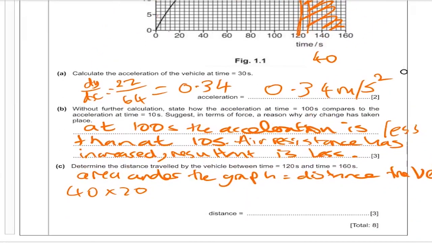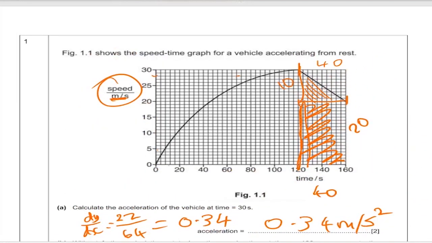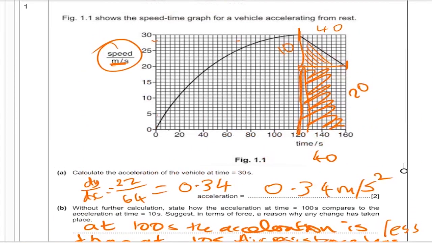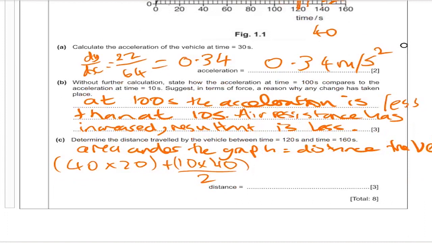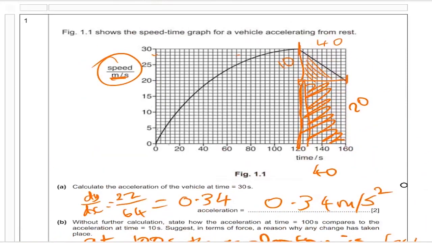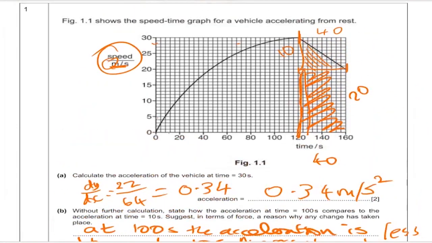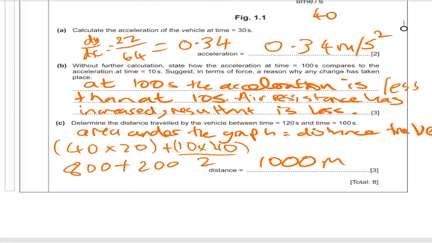Plus 10 times by 40 divided by 2, because it's the triangle at the top. So if I plug that into my calculator, I get 800 plus 200, which gives me 1,000. Just double check, that is meters, so it's 1,000 meters. Okay, that's question one.